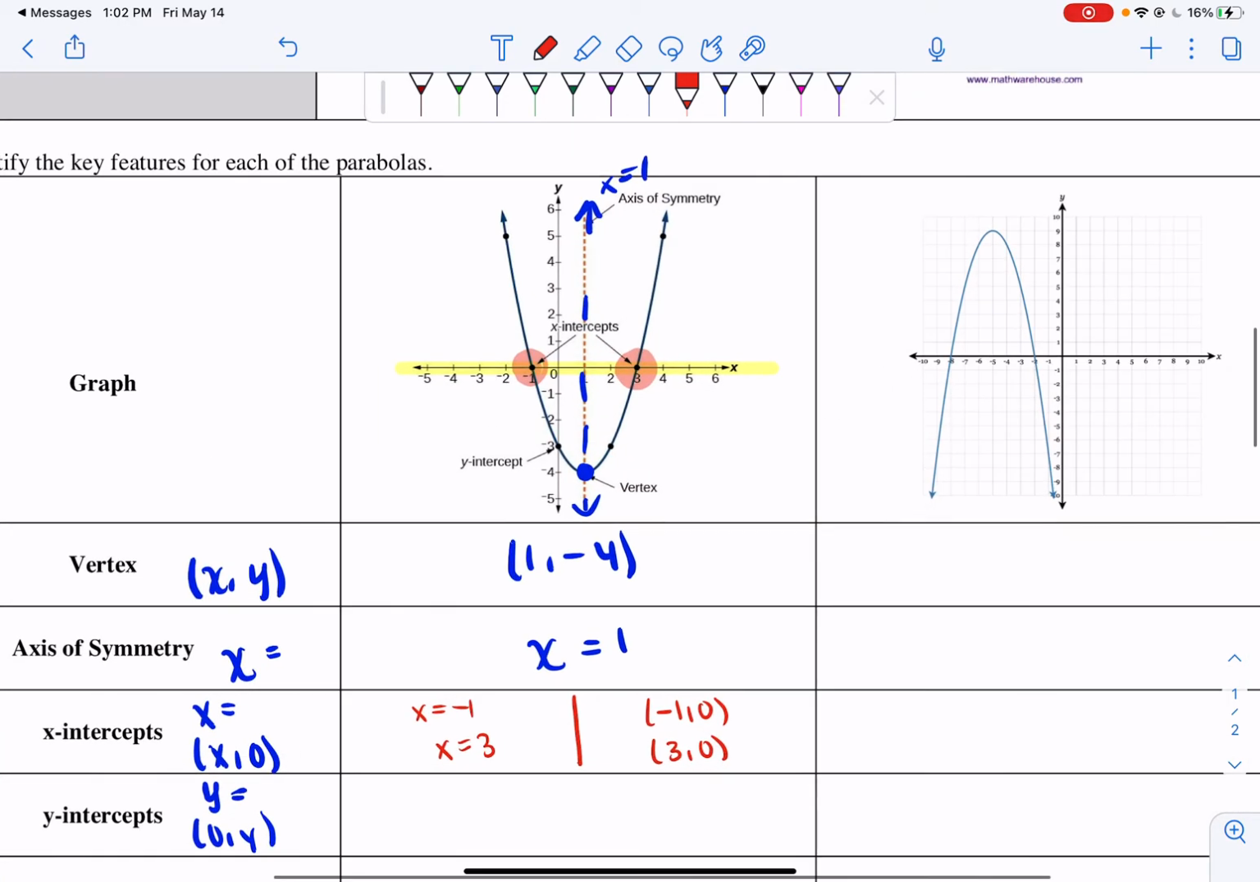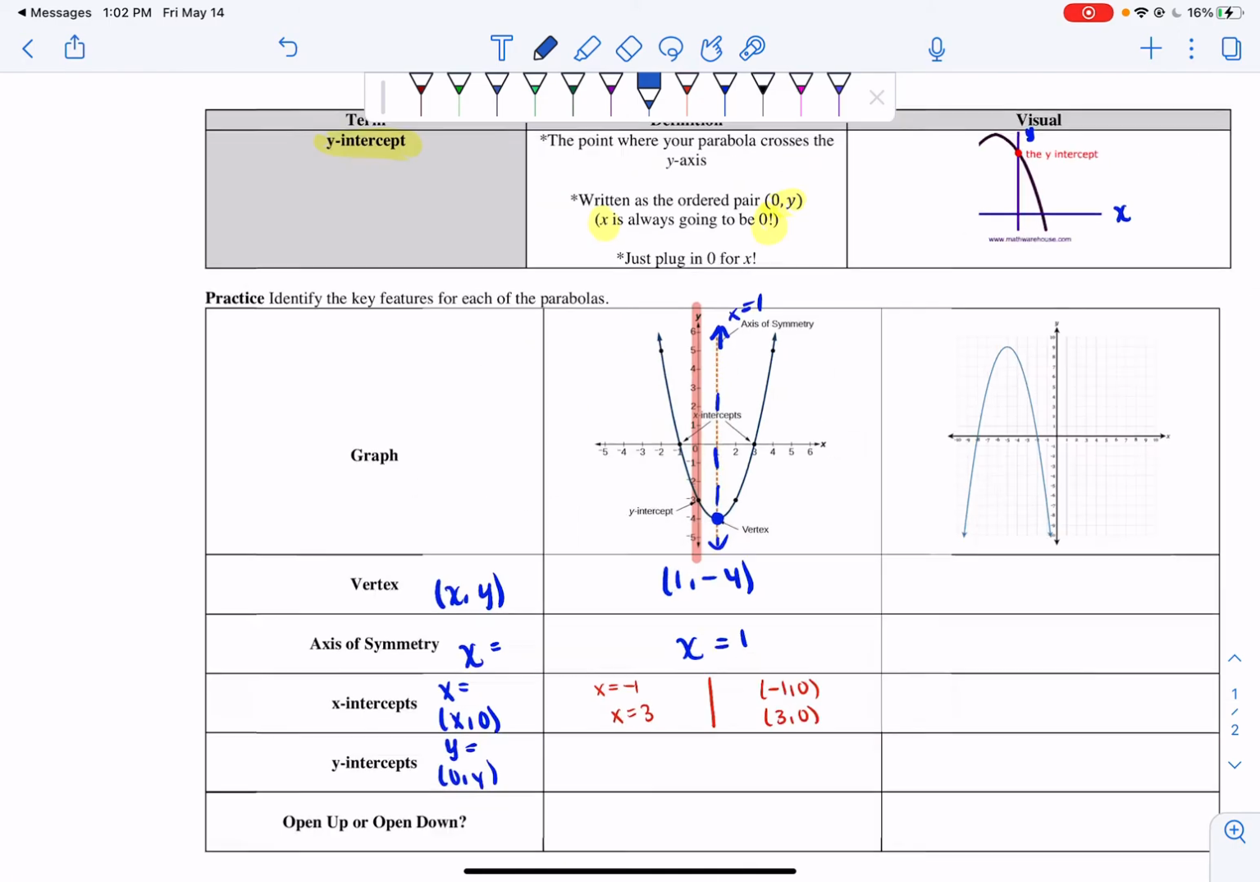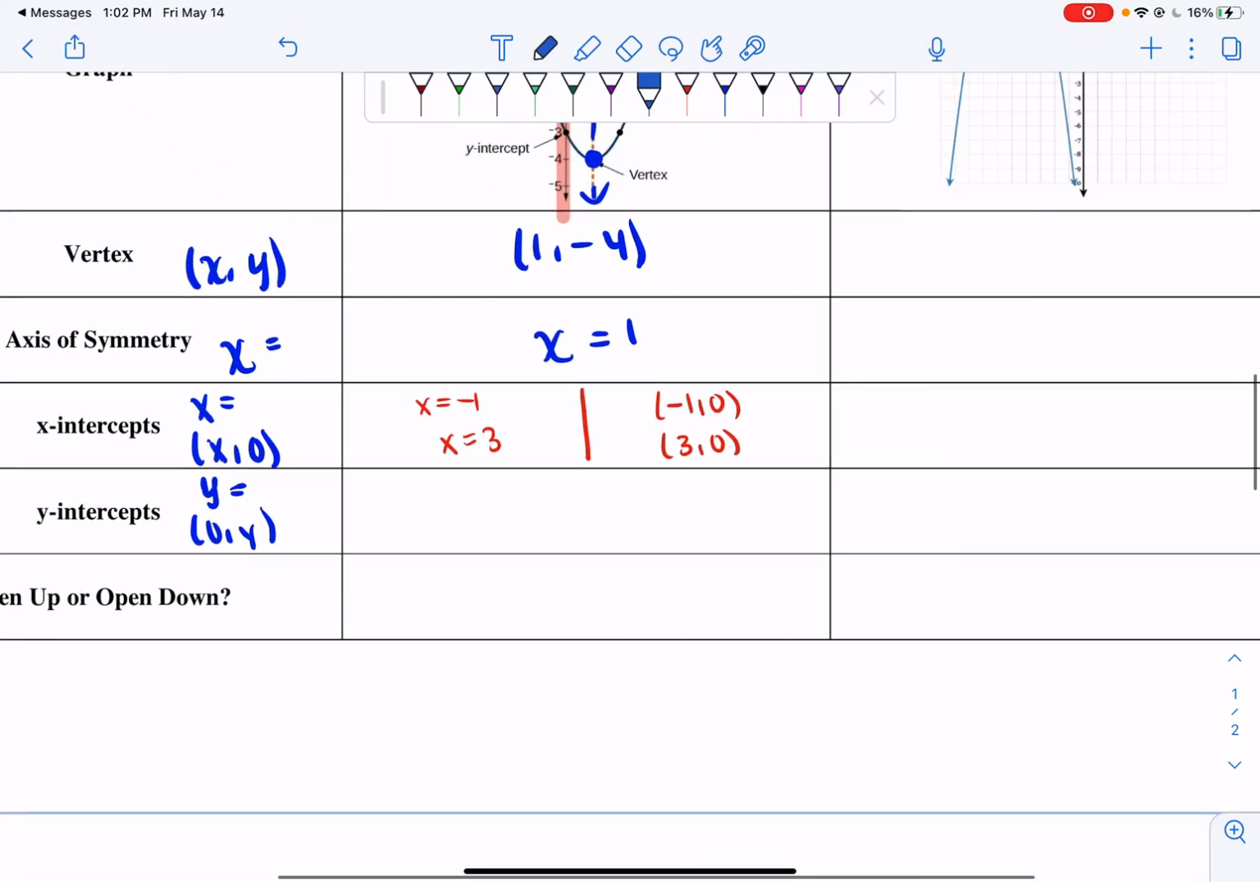Your y-intercept is basically where your graph crosses the y-axis. So let's look. My graph crosses the y-axis right here. What number is that? Very good, it's -3. So I can say y equals -3. Or I can write this as 0, -3.